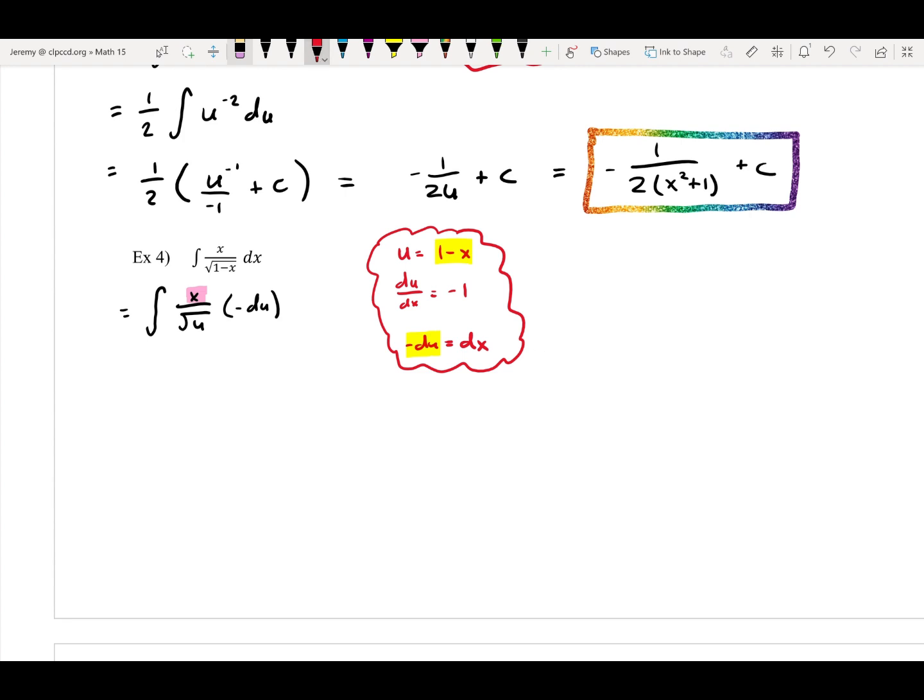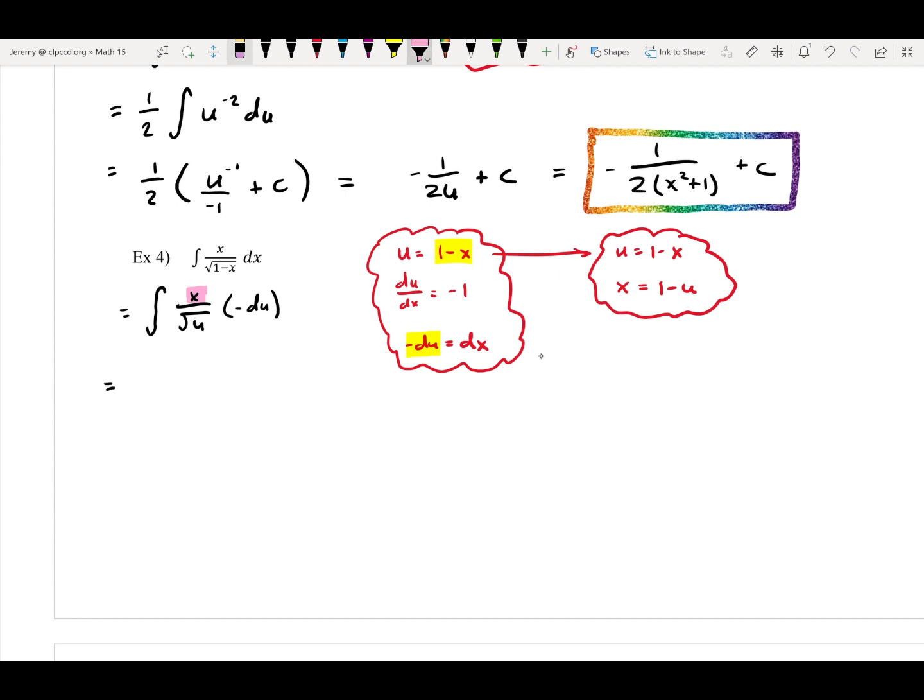Well, I could try a different substitution. I could try letting u equal the square root of 1 minus x instead of just 1 minus x. That's not going to help, unfortunately. That's going to make things worse. But here's a little trick. If we let u equal 1 minus x, notice that I can actually solve for x in this equation. If I add x to both sides and subtract u from both sides, I get that x is equal to 1 minus u. So I can actually take x and replace it with 1 minus u.